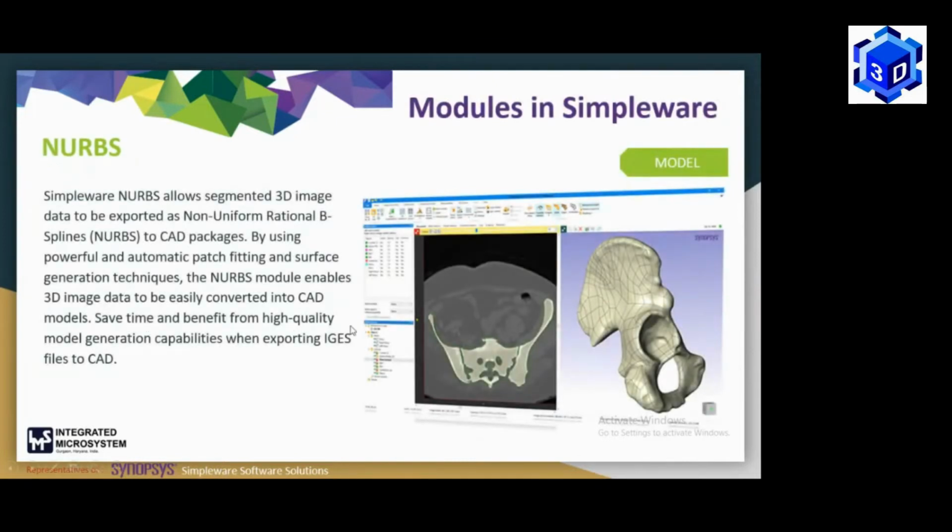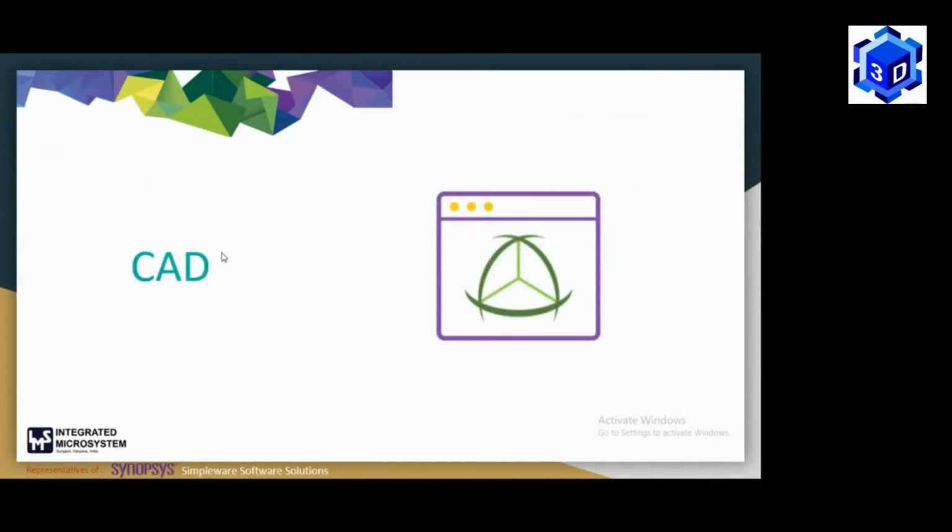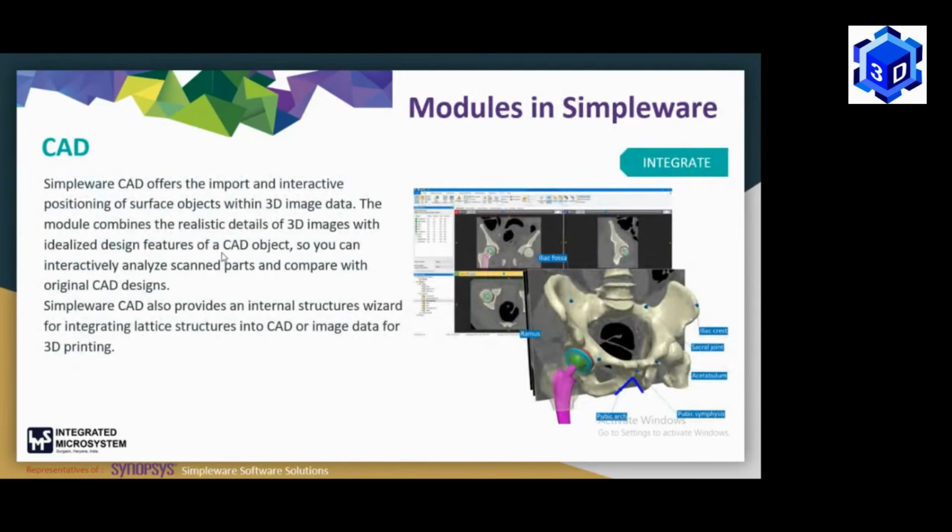And this is a NURBS model that is totally based on B splines. When we have a NURBS module, then we can convert those NURBS models into CAD packages as well for 3D printing purposes. So we have a CAD module that is purely meant for converting your model into the relevant printing form. It provides the import as well as the export for various designs that are used for 3D printing purposes.